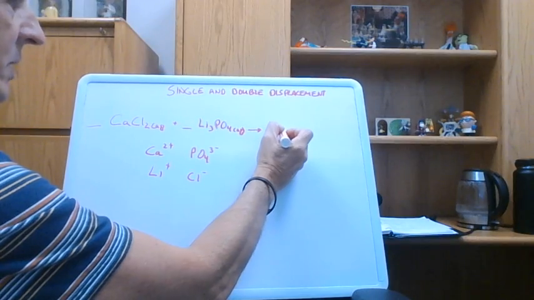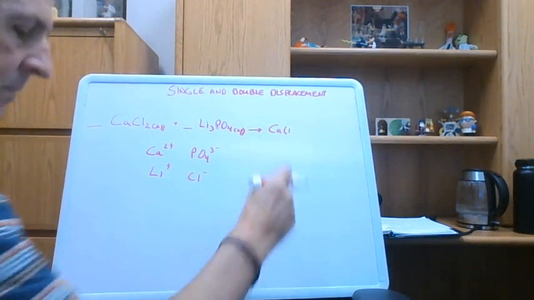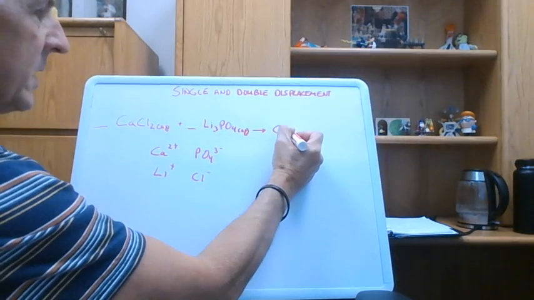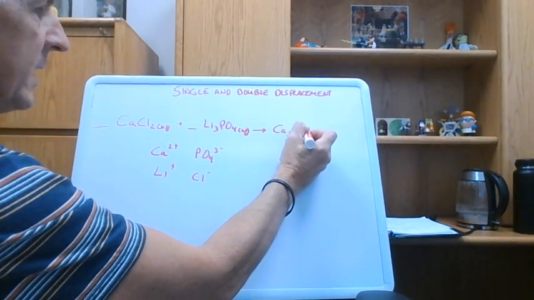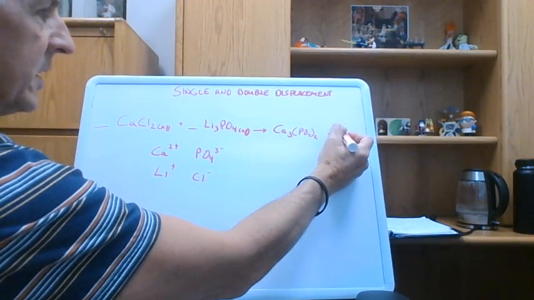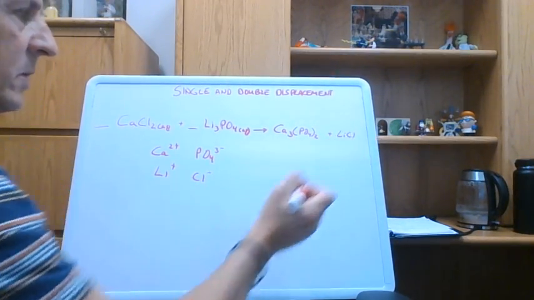So one product would be calcium phosphate. So we need 3 calcium for every 2 phosphate. And the other product is going to be the lithium and chlorine going together 1 to 1.